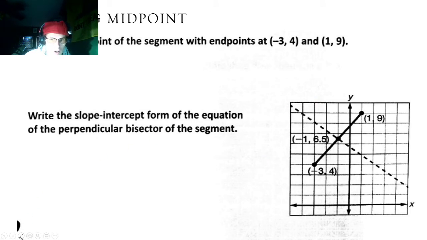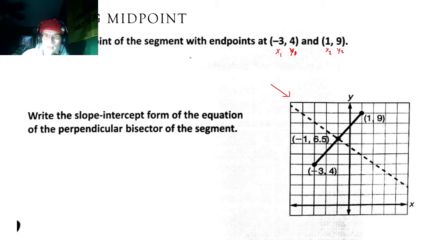Alright, so find the midpoint. We're going to find the midpoint of this segment here, and then we're going to use it to answer a question regarding this graph, okay? So first off, find the midpoint of the segment with endpoints at -3, 4 and 1, 9. All right, so negative 3, 4. Let's substitute those in. We have x1, y1, x2, y2, okay?